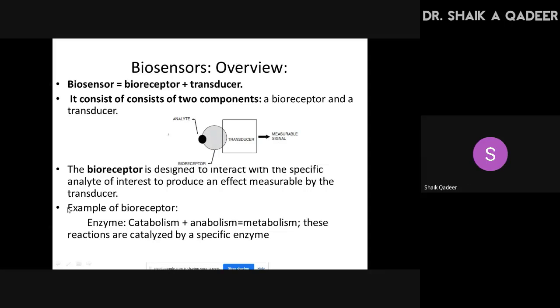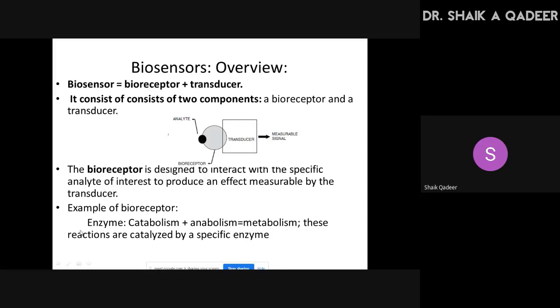Let us move to the definition of a bioreceptor. The bioreceptor is designed to interact with a specific analyte of interest. The sample, in chemical and biological terms, is called the analyte. Whichever is our analyte of interest is placed on this particular area. The bioreceptor is designed to interact with it to produce an effective measurable, and that is measured by the transducer.